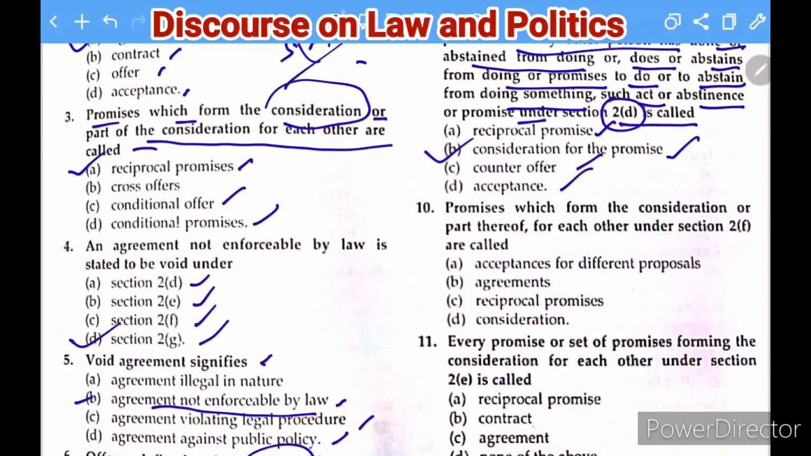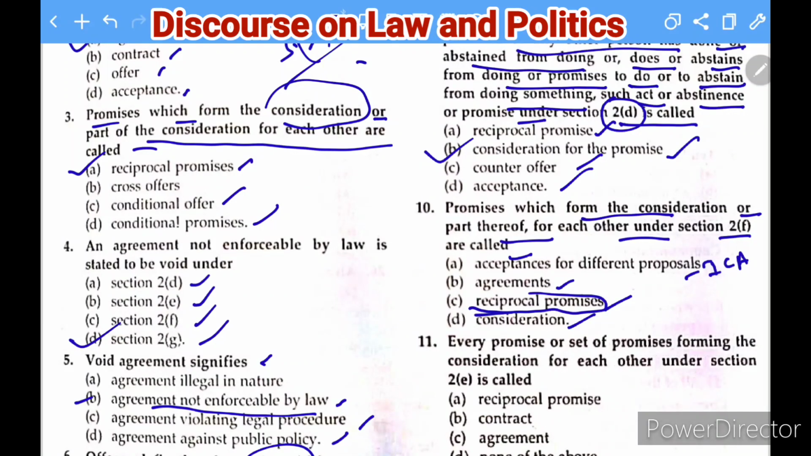Moving to the next question: promises which form the consideration or part thereof for each other under section 2f are called. What kind of definition is given here under the Indian Contract Act? The options are: acceptance for different proposals, agreements, reciprocal promises, or the consideration. Give your answer in the chat or the comments. I am waiting for your answer. They are being called reciprocal promises.